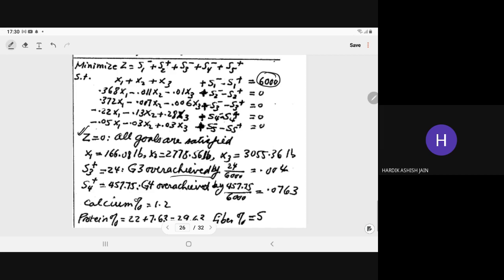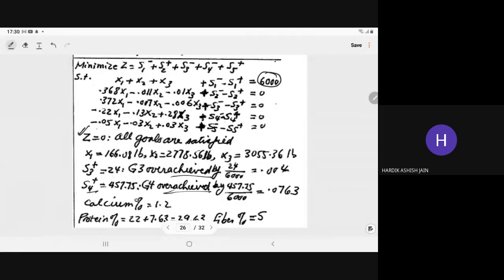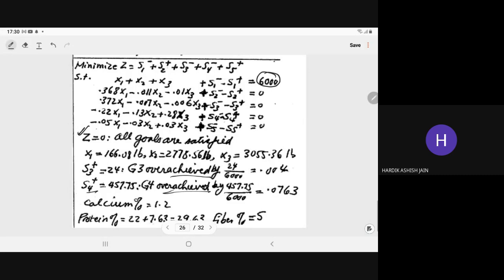And S3 plus means it is overachieved. S4 plus means it is overachieved. Now, calcium percentage is 1.2, protein percentage is 22 plus 7.63, and fiber percentage is 5. So whatever the requirements are there, all are satisfied. It is nothing special, you just have to make one objective function using the weights. Nothing special other than this.